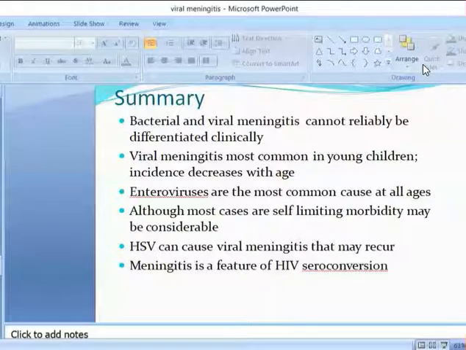Meningitis is also a feature of HIV seroconversion. So that's why you have to be alert whenever a young adult has a history or predisposing risk factors for HIV. You have to suspect HIV as the cause of meningitis and go for HIV serological tests. So that's the last of the slides.